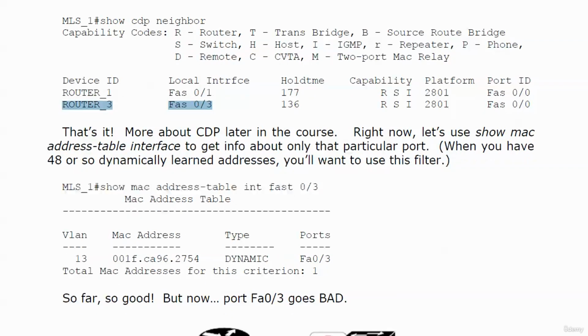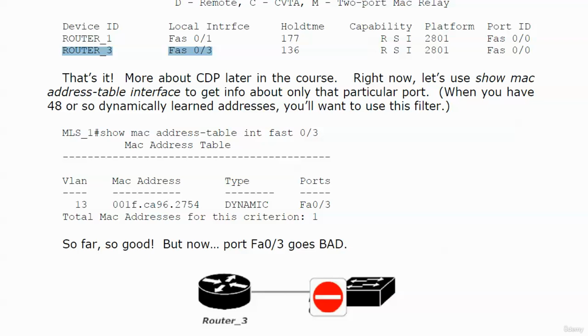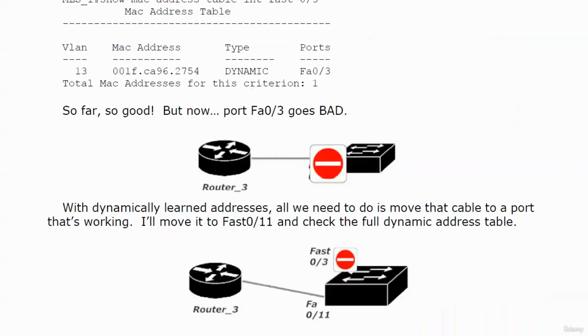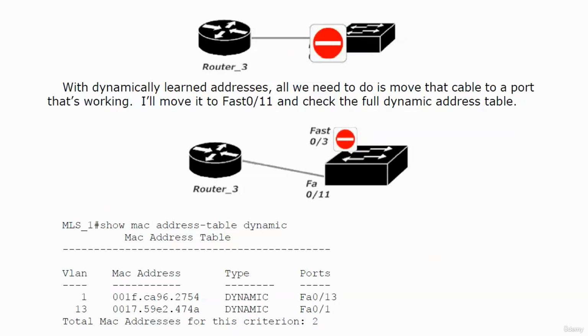But then what happens? Port goes bad. I don't know what happened to it. It was a good young port, but when it grew up, it just went bad. Well, with dynamically learned addresses, all we need to do is move that cable to a port that's working. In this example, I moved it to 0/13, and then I went to check the full dynamically learned address table, show MAC address table dynamic. And you can see the entry for that MAC address has been moved to 0/13.